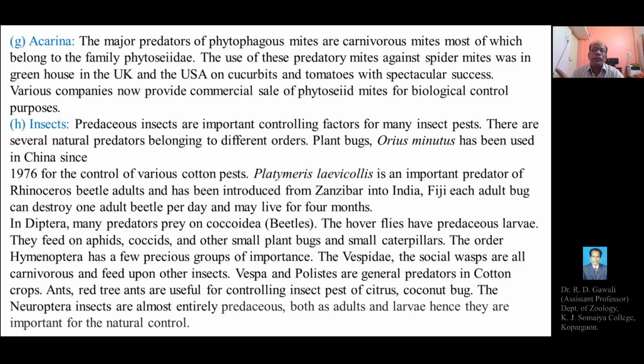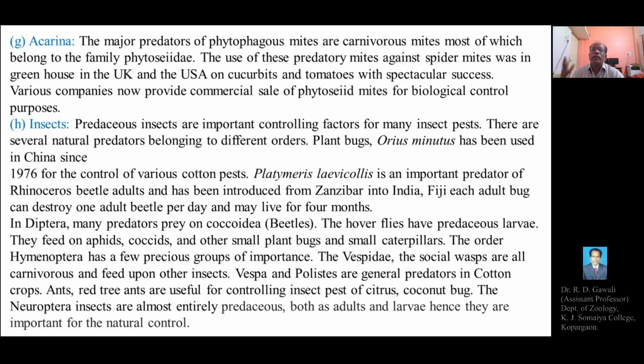The order Hymenoptera includes insects like bees and wasps, which feed upon other insects. Then Vespa and Polistes, these are wasps, are general predators in a cotton crop and predate upon its pests. Then ants, red tree ants, are useful for controlling insect pests of citrus, coconut bug, etc.